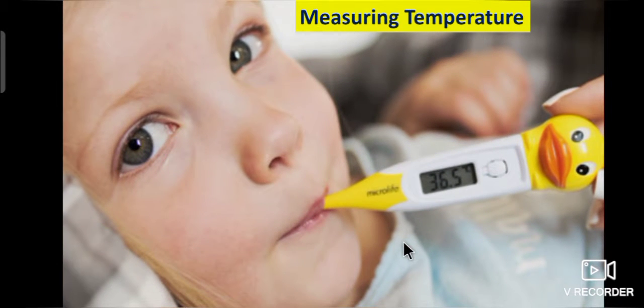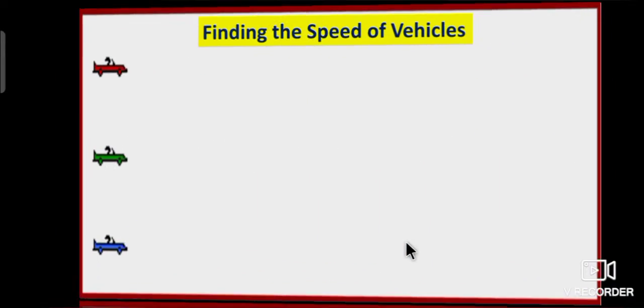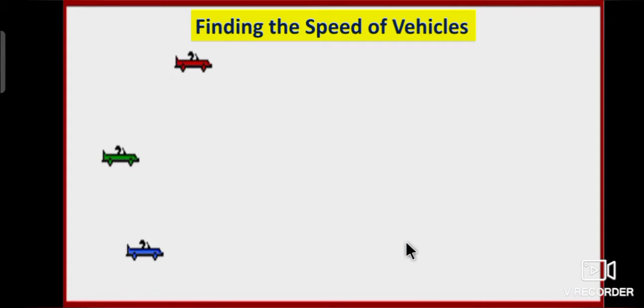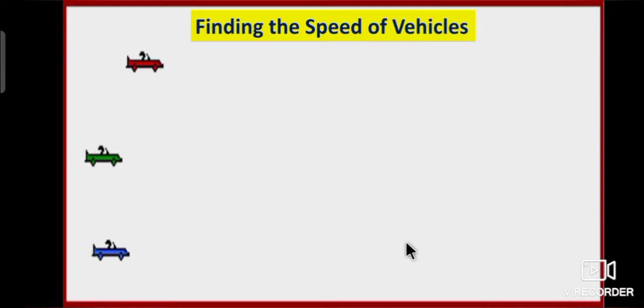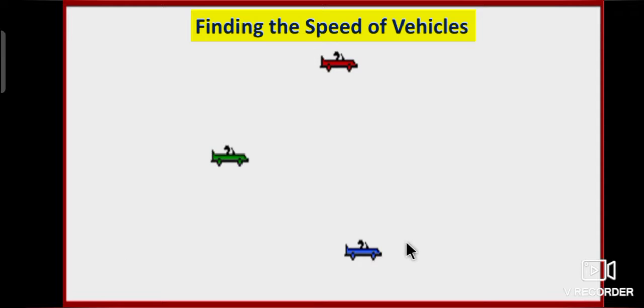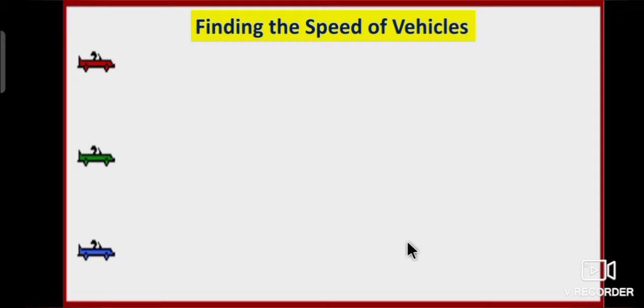Students, our body temperature is measured using thermometers. It may be a mercury thermometer or a digital thermometer. Moreover, in daily life, we are able to find the speed of vehicles. Yes, when an object moves from one point to another point, we find the distance, speed and displacement.